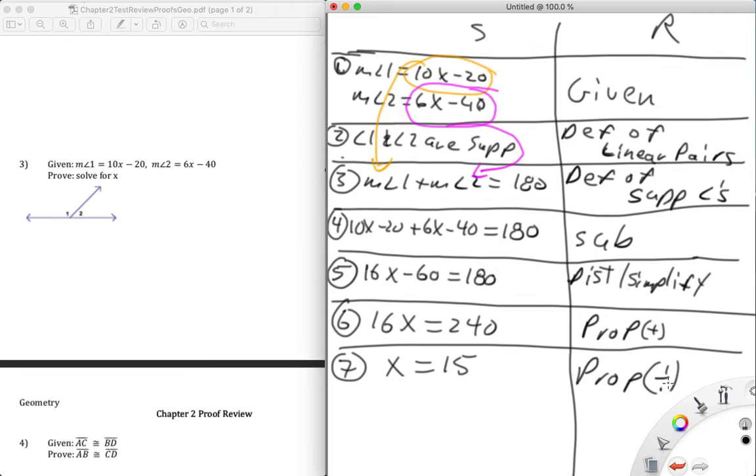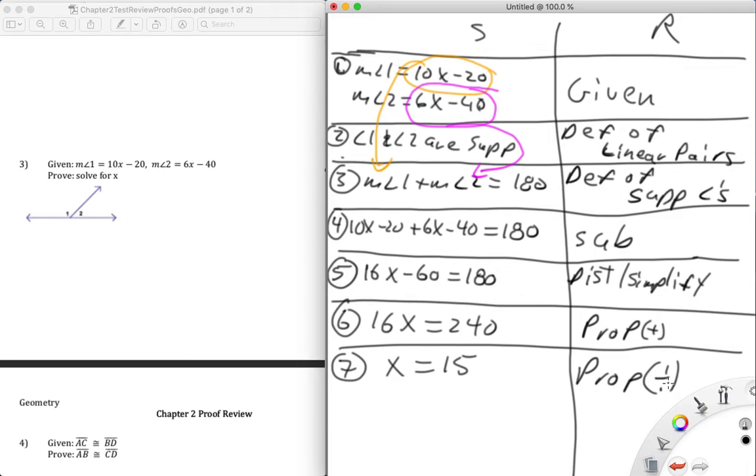So, measure of angle 1 is equal to 10x minus 20. Measure of angle 2 is equal to 6x minus 40 because it's given to us. Angle 1 and angle 2 are supplementary because they're linear pairs, definition of linear pairs. And if they're supplementary, that means that they add up to 180. Measure of angle 1 plus the measure of angle 2 equals 180 degrees, definition of supplementary angles. And then I substituted 10x minus 20 for angle 1 and 6x minus 40 for angle 2. And I can say that 10x minus 20 plus 6x minus 40 equals 180. Use substitution property of equality.